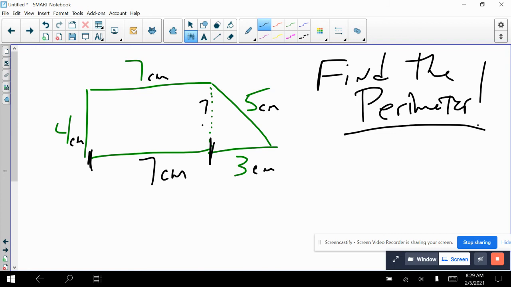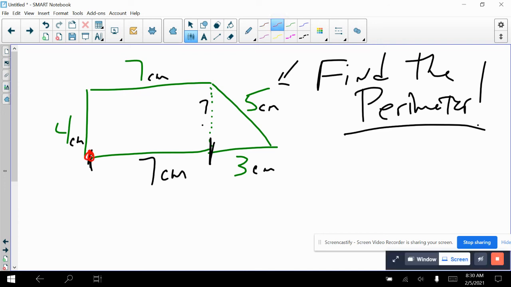Do we need to know the height of the triangle? Is that the perimeter? It is not. It's on the inside of the figure, right? So we don't need it yet. Next week, when we talk about area, we're going to need to know that measurement. What's the 5 called here? Very good. There you go. Some of us are getting it. The hypotenuse.